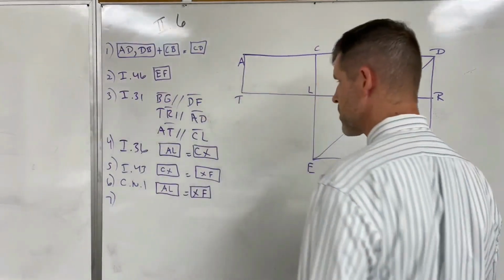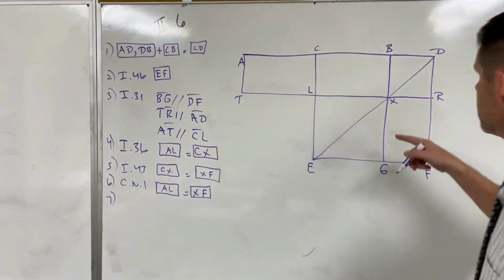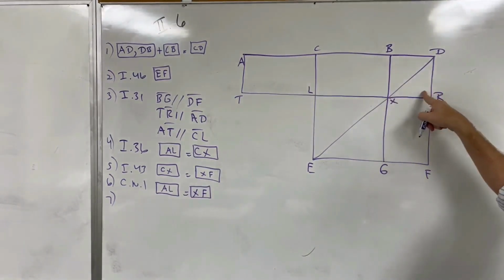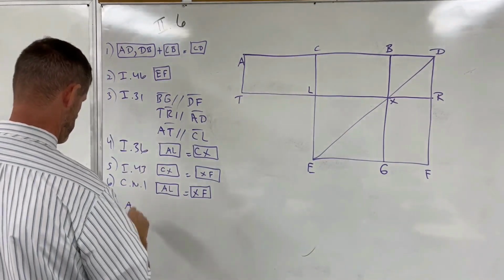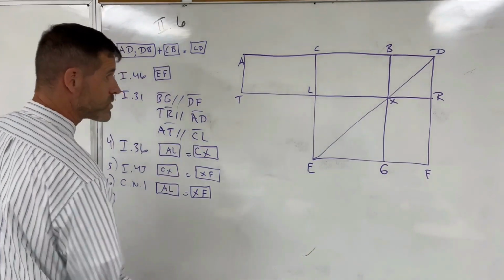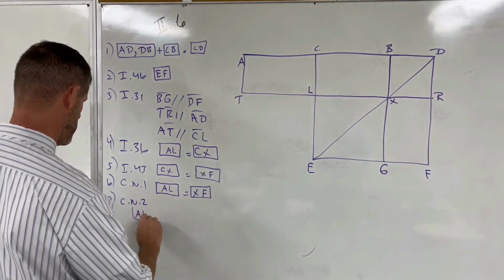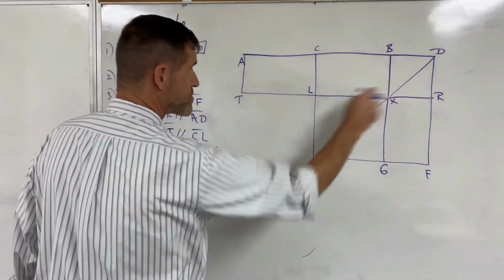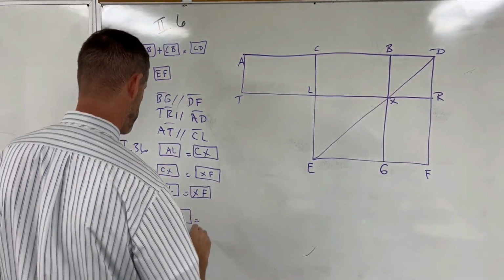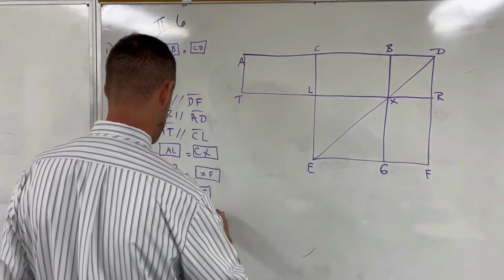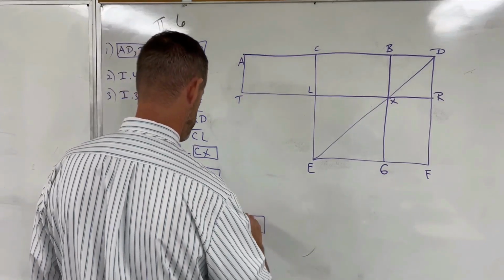Now, what we're going to do is add to both sides of the equality here, in step 6, the figure CR, so the rectangle CR. So that's using common notion number 2, which says equals added to equals makes equals. So we'll have the rectangle AL plus the rectangle CR equals the rectangle XF plus the rectangle CR.